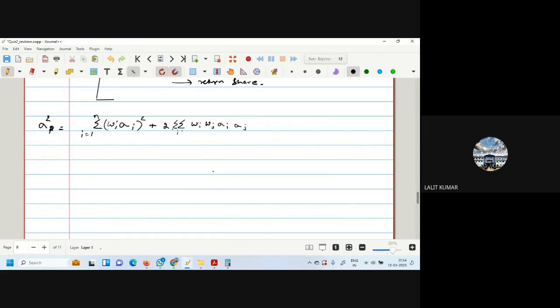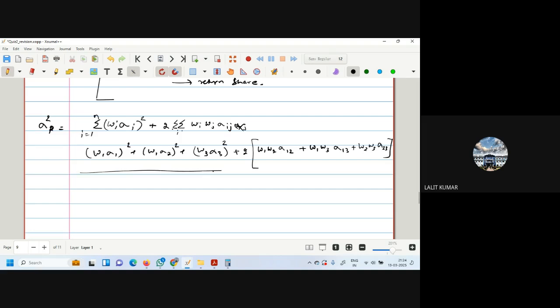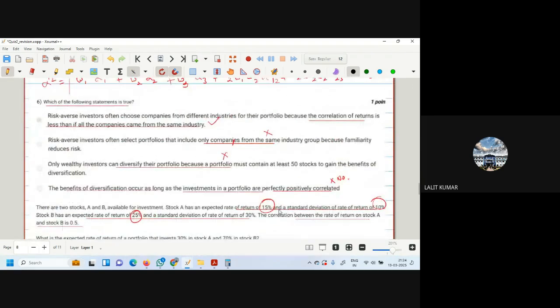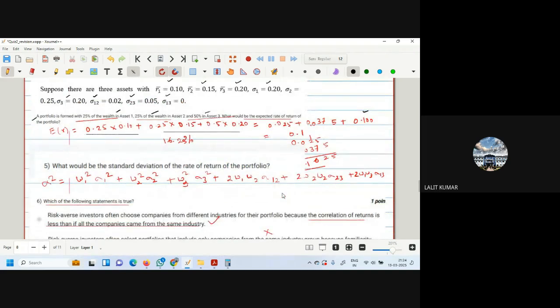So if you expand this, you will get W1 sigma 1 square, W2 sigma 2 square, this is i j, sorry, this was my typo, plus W3 sigma 3 square, and then you put 2 outside and you will get W1 W2 covariance 1 2, W1 W3 covariance 1 3, W2 W3 covariance of 2 3. So this is the formula. Just putting all the values in this formula, we get the answer.